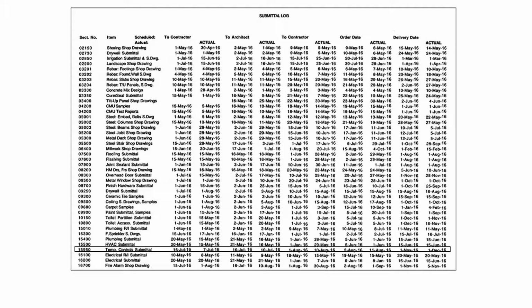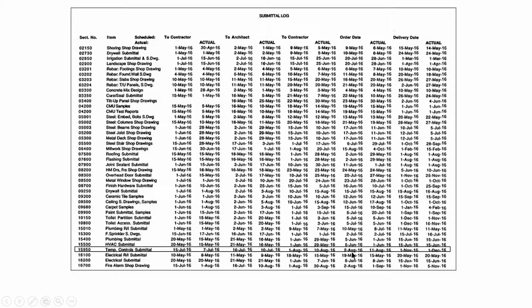So in this particular case, we can look at temperature controls, right? What was the plan? What was the actual? So this was actually early. What was the plan to the architect? All right, so we got it to the architect. What was the actual, right? We were a bit early. To the contractor, it was supposed to be August 1st. The actual is August 10th. It's late, right? So it's 9 days later than the plan.